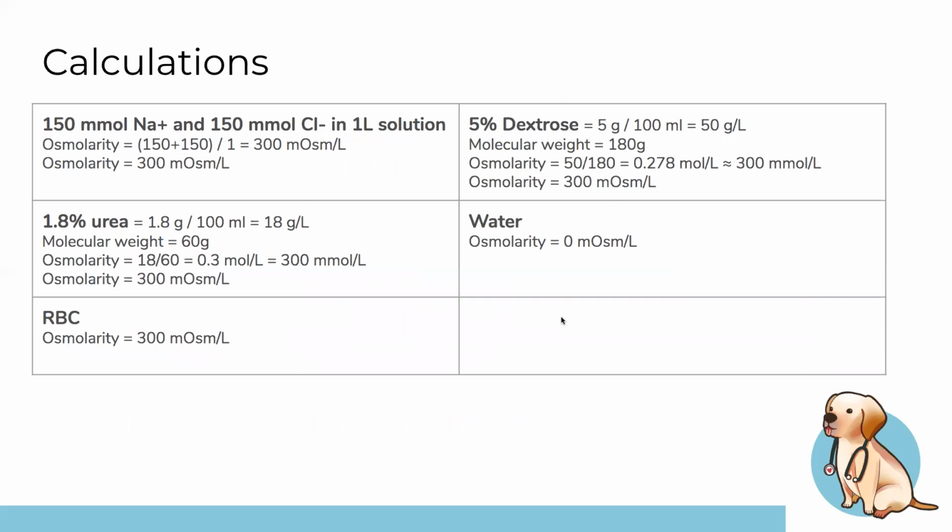So these are just some calculations showing how to find the osmolarity of all those solutions. They all end up at 300 milliosmoles apart from water, which is 0. So you can look through those in your own time, but you don't need to actually remember how to do them as long as you remember they're all 300.